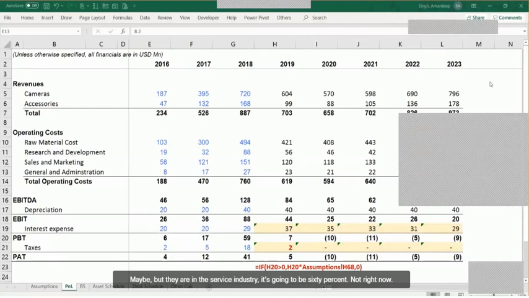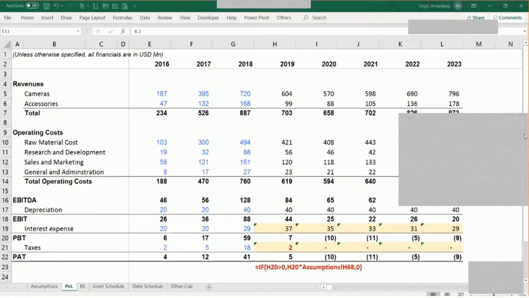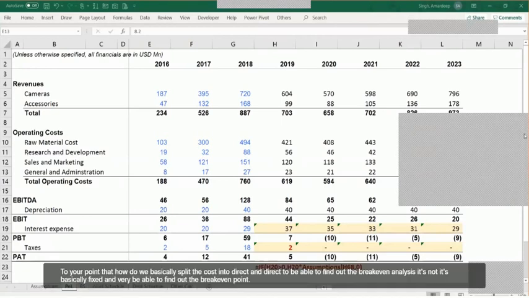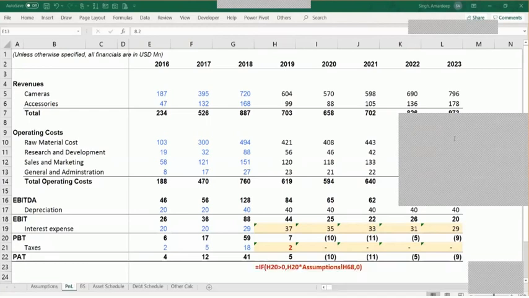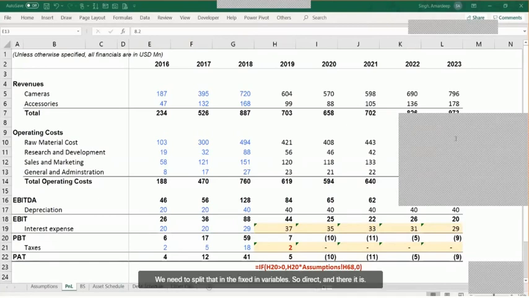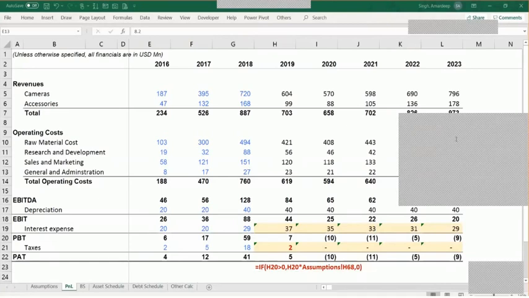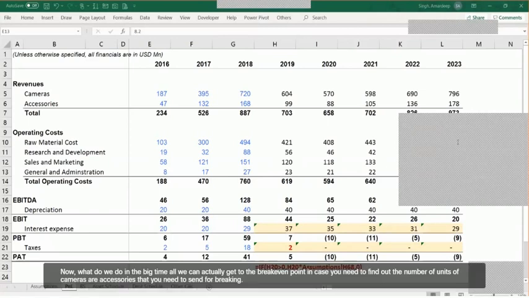Now, Abhinandan, to your point on how we split the cost into direct and indirect to be able to find out the break-even analysis. It's not direct and indirect, it's basically fixed and variable. To be able to find out the break-even point, we need to split the cost into fixed and variable components. So direct and indirect is different.